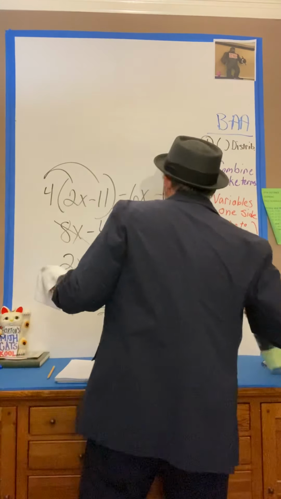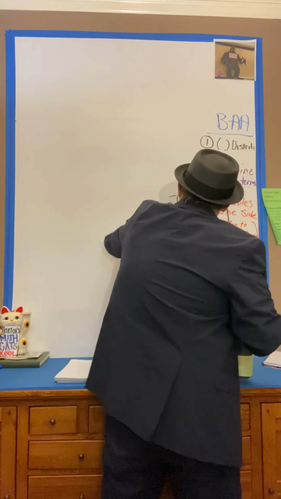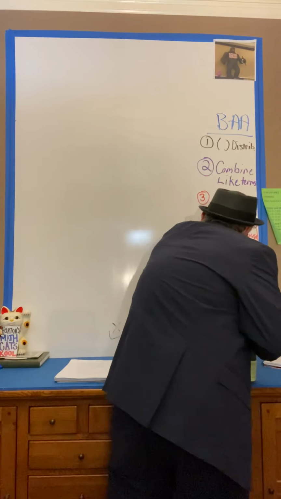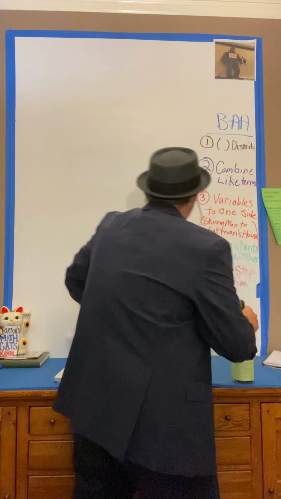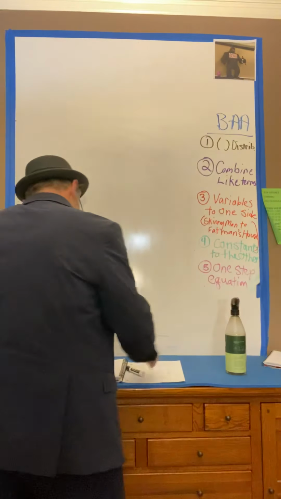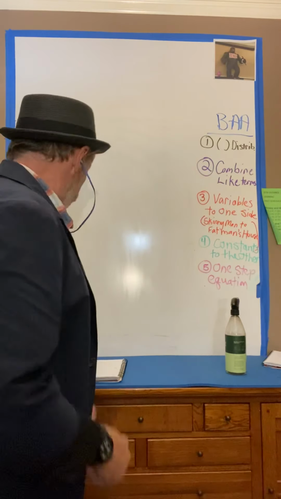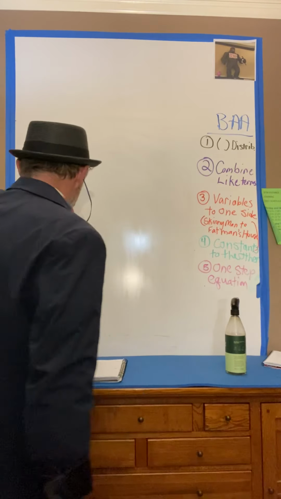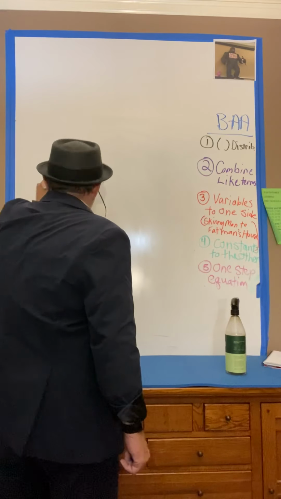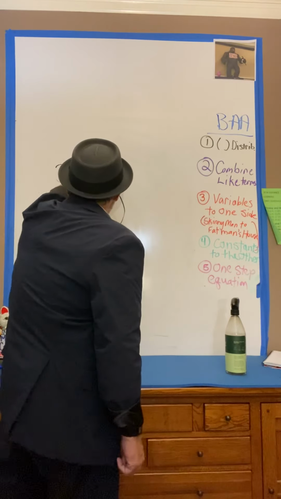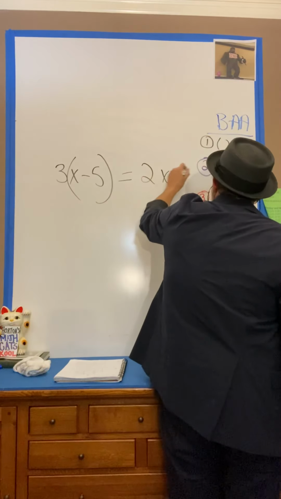Okay, so we're moving right along here. Got a couple more, and then we'll be finished. Just wanted to review the old multi-step equations using the BAA. Well, let's see. What do I have here? I've got 2 more problems. Okay, so what do I have? I have 3 parentheses x minus 5 equals 2 parentheses x plus 5.